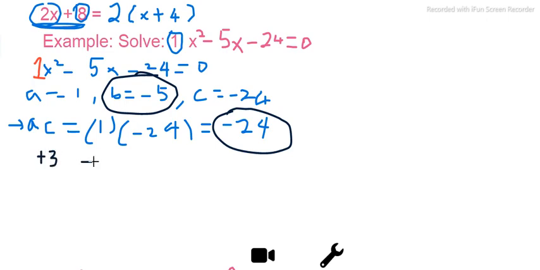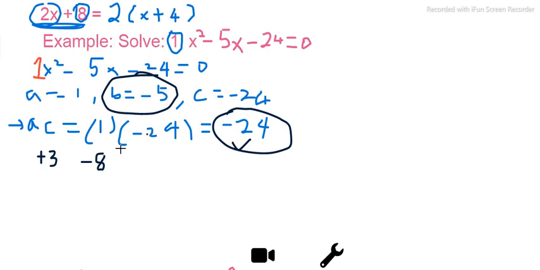So the factors of minus 24 that will give us minus 5 are plus 3 and minus 8. Let's check. Plus 3 times minus 8: plus times minus will give us minus, so 3 times 8 is 24, and that is minus 24. So this satisfies the product. Then let's check the second one: plus 3 minus 8 will give us minus 5. It satisfies this too. So whatever factors you pick must satisfy this when you multiply them, and at the same time must satisfy b when you combine them.